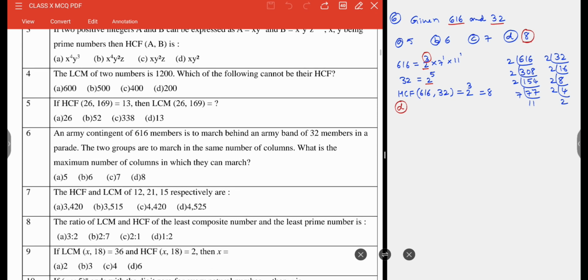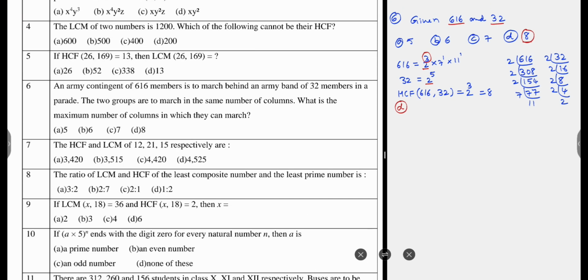Now question number 7, we have to find HCF and LCM both. So that order is also important. First they asked HCF and then asked LCM. So let us take the numbers 12, 21 and 15. We know 12 is equal to 2 power 2 into 3 power 1, 4 into 3, and 21 is equal to 3 power 1 into 7 power 1, and 15 is equal to 3 power 1 into 5 power 1.